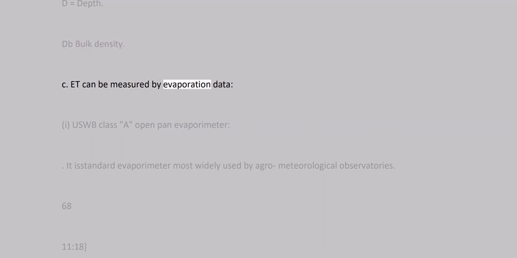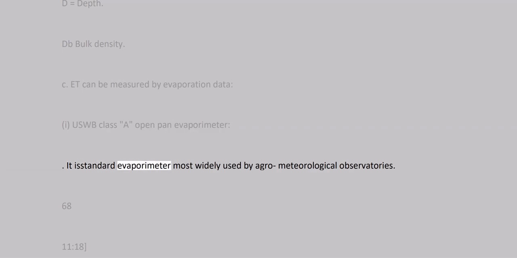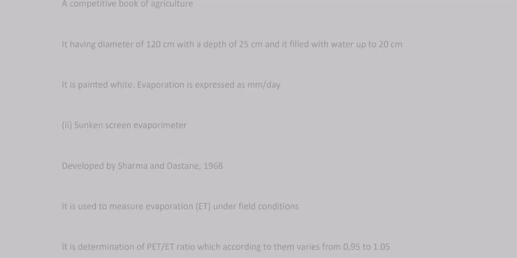C, ET can be measured by evaporation data. 1, USWB Class A open pan evaporimeter. It is the standard evaporimeter, most widely used by agro-meteorological observatories. It has a diameter of 120 centimeters with a depth of 25 centimeters, and it is filled with water up to 20 centimeters. It is painted white. Evaporation is expressed as millimeter per day.